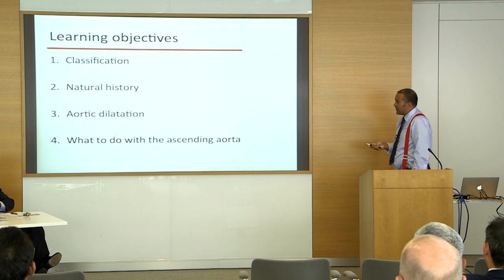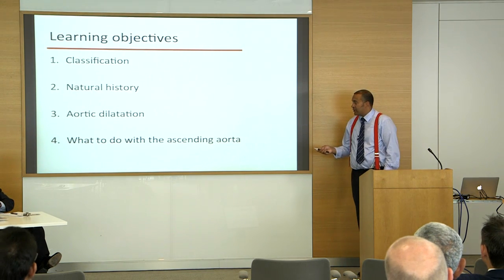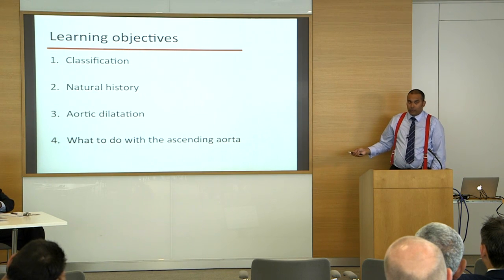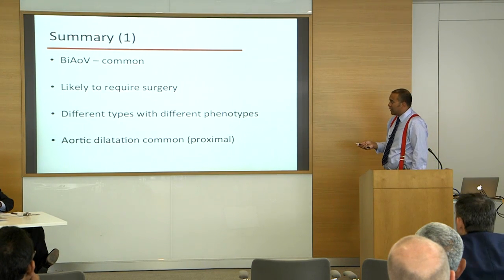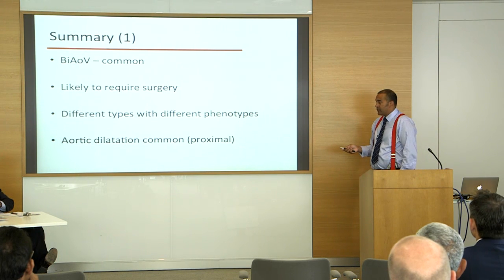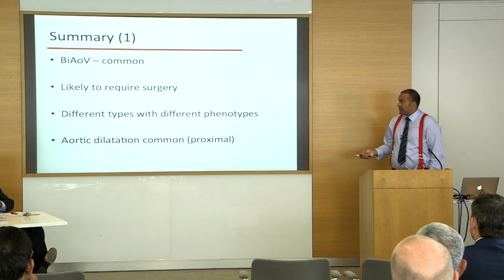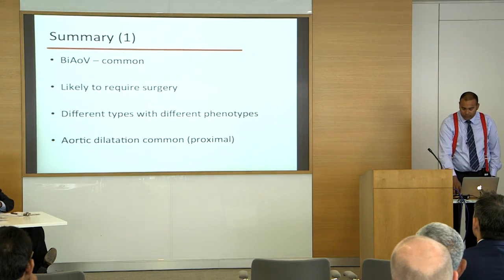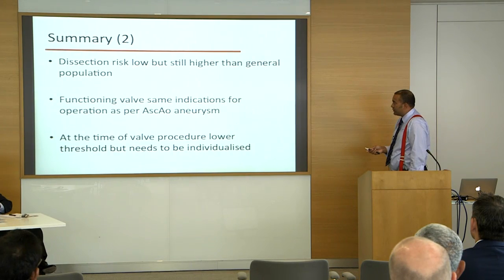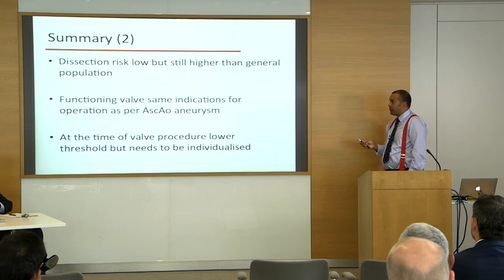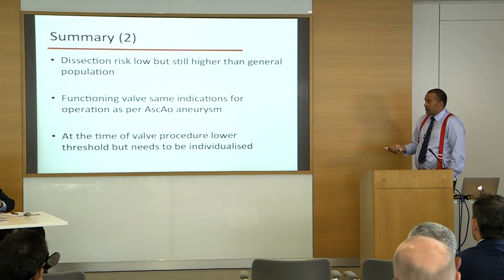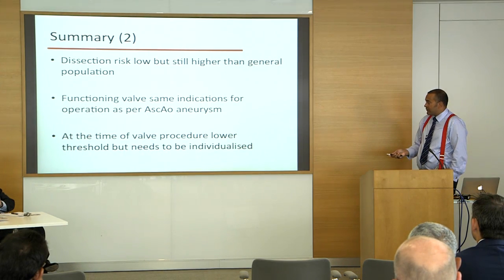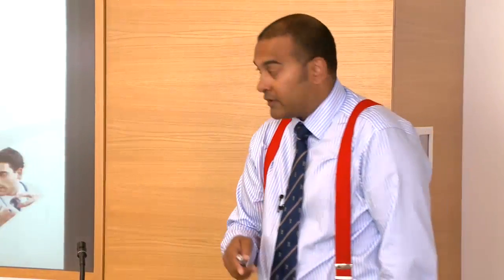So we've talked a little about classification and natural history, the mechanisms which lead to dilatation, and confused you about what we should do with the ascending aorta. So in summary, it's common. It's likely to require surgery at some point in life, and there are different types, and those different types have different phenotypes. Aortic dilatation is common, and it's proximal dilatation. Dissection risk is low, but still higher than within the general population. And for a functioning valve, I think it's the same indication for operation as per ascending aortic aneurysms. And at the same time as a valve procedure, there's a lower threshold, but the treatment needs to be individualized. Thank you.